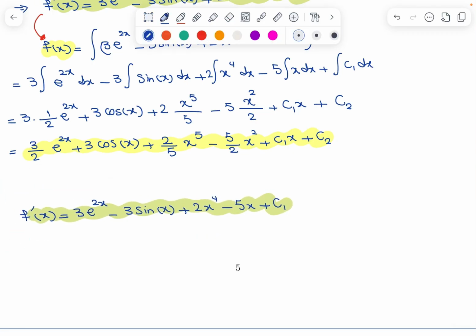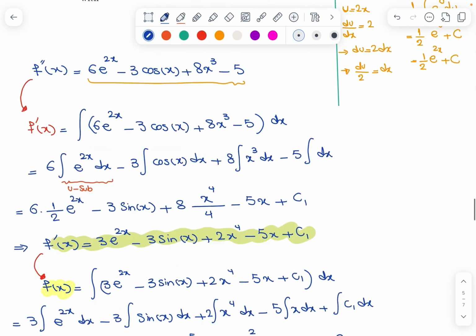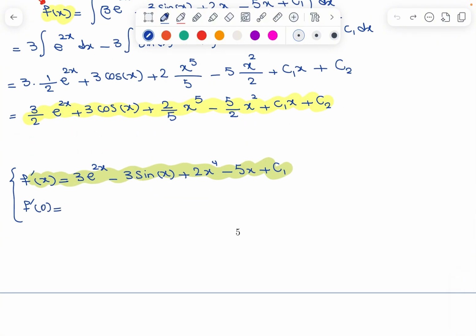So, we know f prime at 0 is negative 1. Therefore, if you plug 0 for x, you must get negative 1. So negative 1 would be equal to 3 e to 0 minus 3 sine of 0 plus 0 minus 0 plus c1. Sine of 0 is 0. Therefore, negative 1 is equal to 3 e to 0 is 1 plus c1. From here, you can find c1. So c1 would be negative 1 minus 3, which is negative 4. So c1 is negative 4.